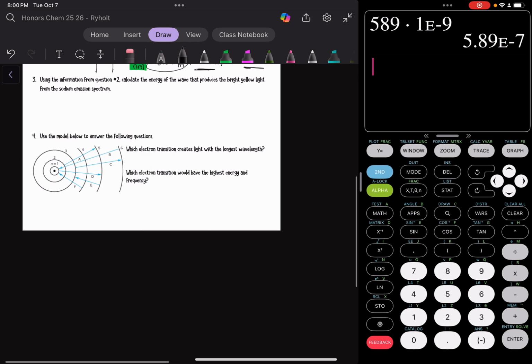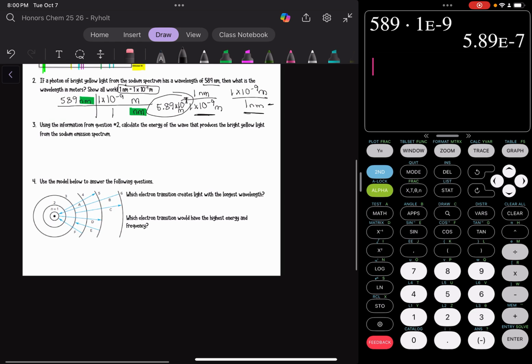So now we're going to use the information from question 2 to calculate the energy of the wave that produces the bright yellow light from the sodium emission spectrum. Okay, so we need to calculate some things here. So it wants us to calculate the energy. So that means that energy has to be the unknown.